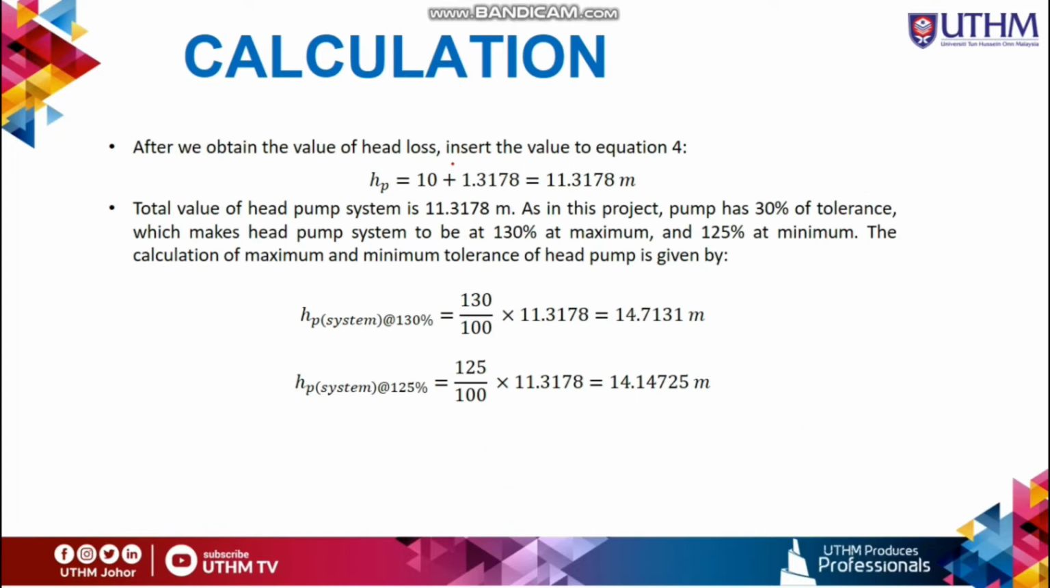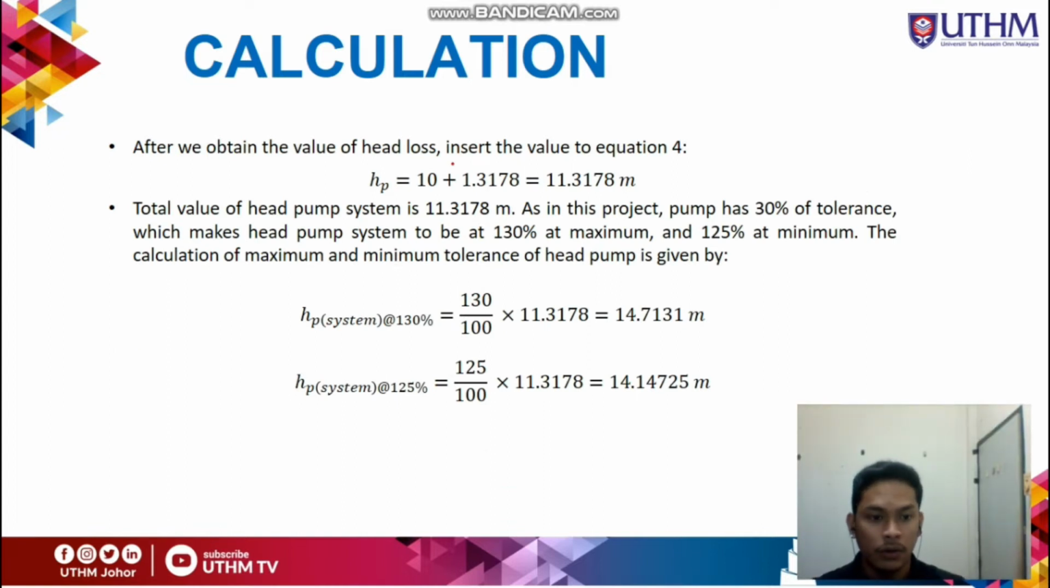Okay, next. After we get the value of the head loss, we insert the value into equation 4, which is the equation from before, HP equal to 10 plus HL. We insert the HL we found before back into the equation, so HP is equal to 10 plus 1.3178.